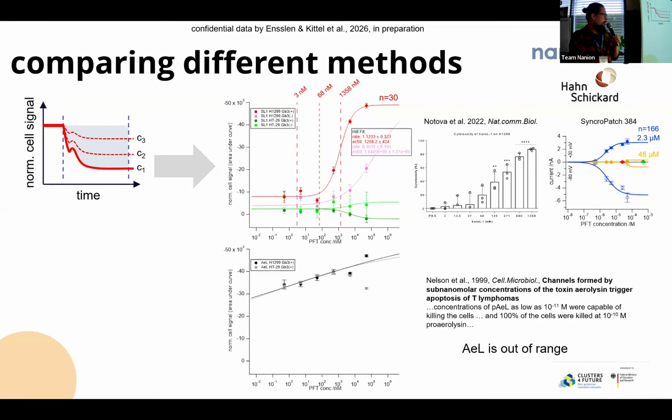Of course, we also looked at the Aerolysin, but as expected, it's already saturated here. This was also reported a couple of years ago, that Aerolysin is active at sub-nanomolar concentrations, because it's this super potent Aeromonas toxin.